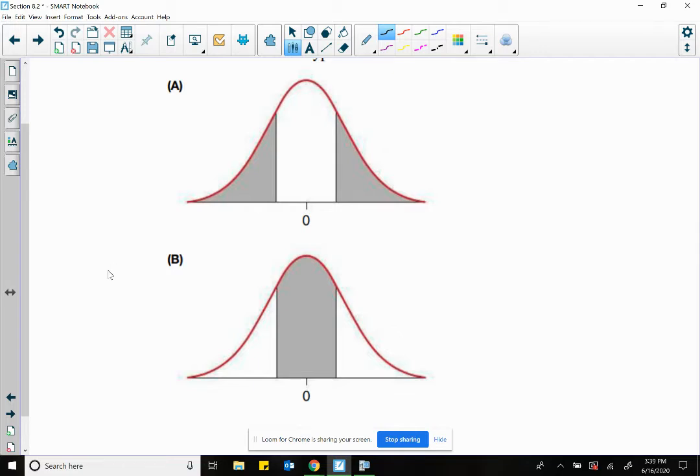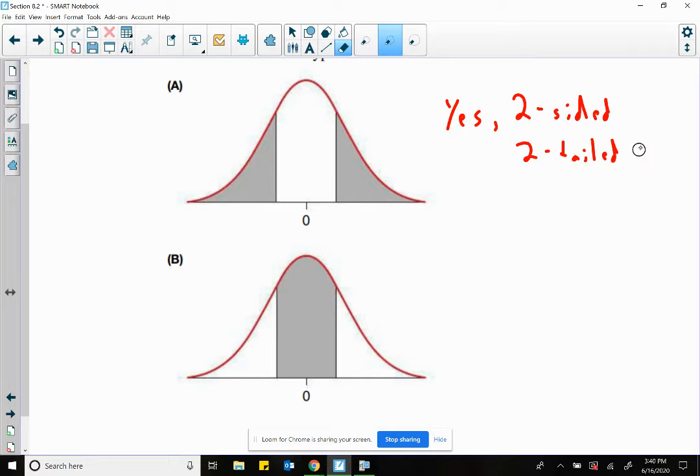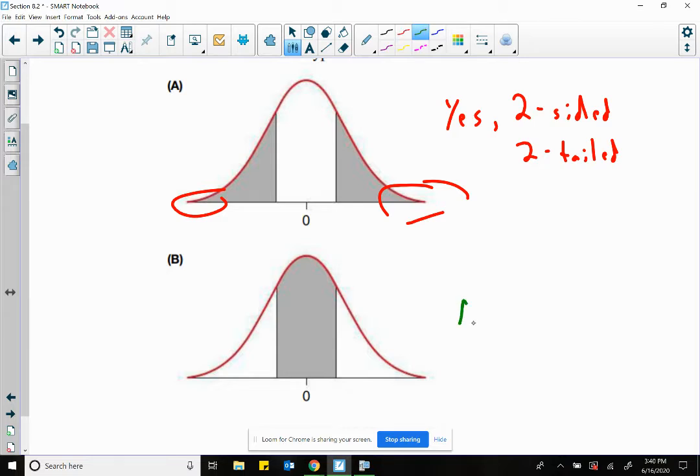So, part A, the answer to this one is yes. This represents a p-value for us. And it is the two-sided, or sometimes we call this two-tailed, because it has two tails. Tail, tail. Okay? Part B, this one is a no.